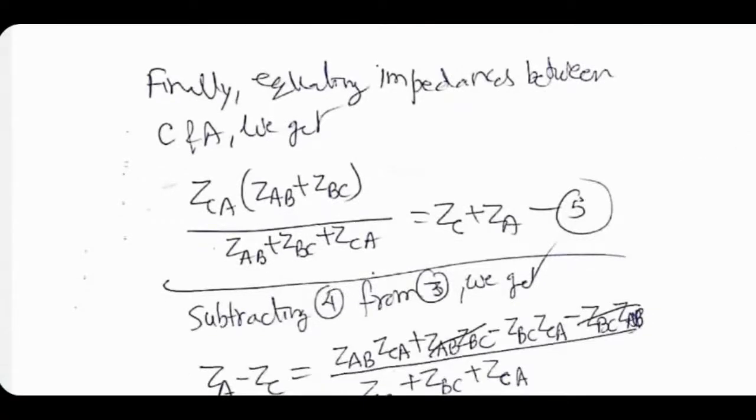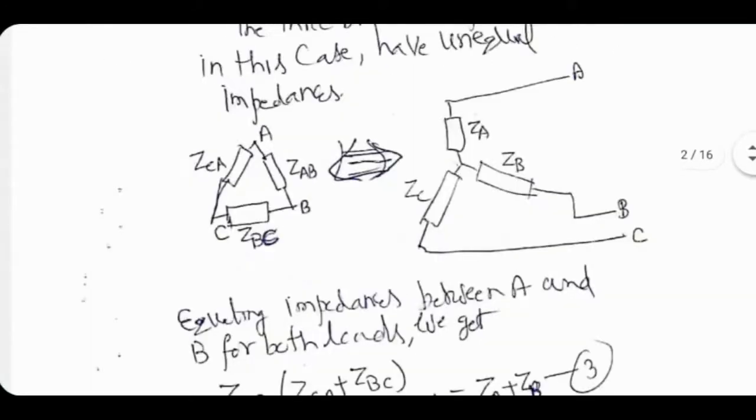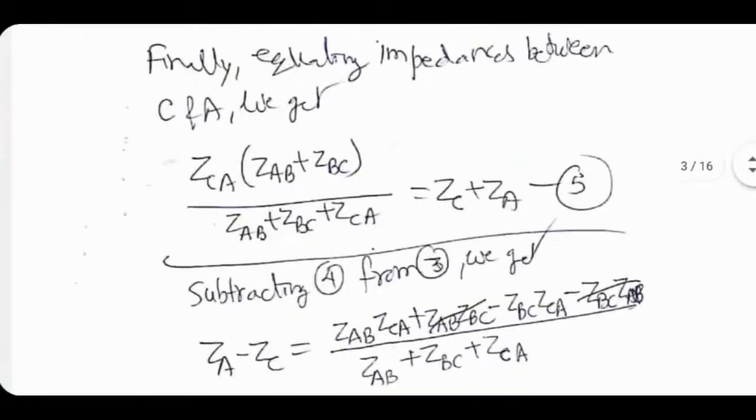Now, there are two possibilities. One is that you are given ZAB, ZBC, ZCA, and you try to figure out ZA, ZB, ZC. The other possibility is that you are given ZA, ZB, ZC, and you try to figure out ZAB, ZBC, and ZCA. Both of them have been investigated. In fact, I have done the derivations myself.